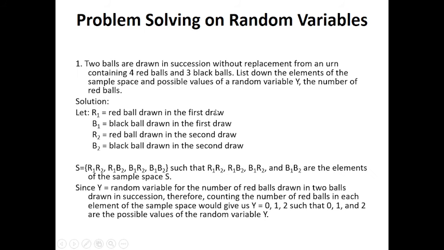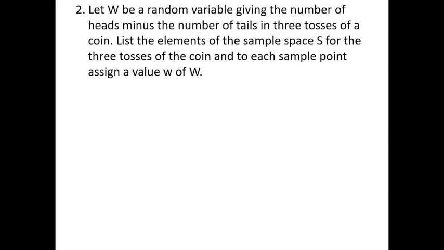So we now proceed. So let W be a random variable giving the number of heads minus the number of tails in 3 tosses of a coin. List the elements of the sample space S for the 3 tosses of the coin, and to each sample point assign a value w of W.